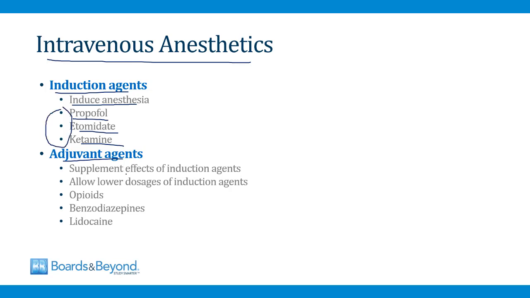Adjuvant agents are intravenous drugs that are given to supplement the effects of the induction agents. By using these drugs together with induction agents, you can often use a lower dosage of the induction agent and therefore expose the patient to less risk of adverse effects. Drugs in this group include opioids, benzodiazepines, and lidocaine. We'll talk about all of these in this video. These drugs are not given alone for anesthesia, but they can be given together with induction agents.